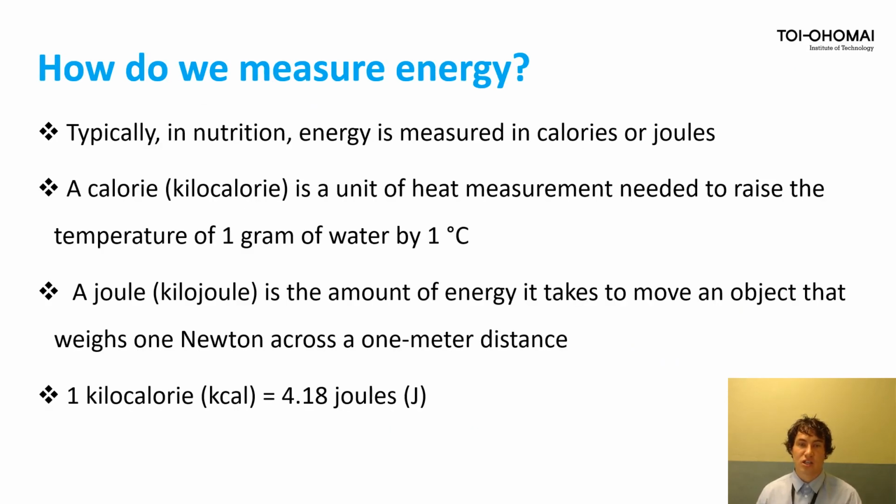Typically in nutrition, energy is measured as a calorie or a joule. A calorie is a unit of heat measure, so I think it's like the amount of energy needed to increase 1 gram of water by 1 degree Celsius. And a joule is like a measure against moving mass. So it's the amount of energy it takes to move an object that weighs 1 Newton across 1 meter of distance. And that's a kilocalorie. 1 kilocalorie, which is the same as 1 calorie, and on your nutrition labels, is the same as 4.8 kilojoules or joules, same thing.